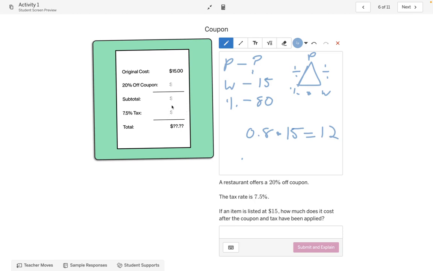But now we have to figure out the tax. Well, we can figure out the tax by merely adjusting what the pieces are now. So our new whole is $12 and 7.5% is our new percent. So we're still going to multiply, but in this case, we're going to do 0.075, 7.5% as a decimal, times 12, our new whole, which is the subtotal.